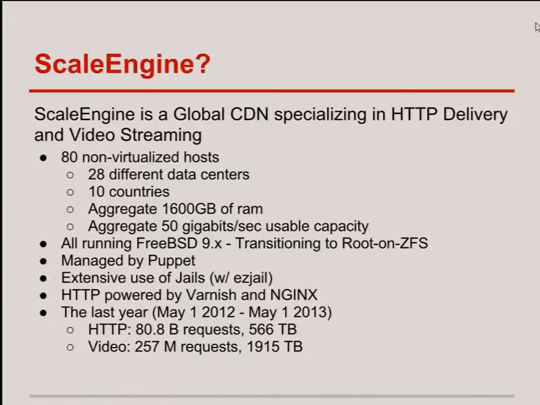So all of our boxes are FreeBSD 9. A lot of them have UFS, but we're transitioning by building all new ones with root on ZFS. Part of the reason for that is we use Nginx and Varnish for the HTTP delivery. And our Nginx cache is basically a bunch of hash directories with about 12 million files in it. And ZFS does a much better job of that. And also, basically, because of the 12 million files, an fsck after an unexpected reboot means the machine's down for an hour or more, whereas ZFS comes back right away.